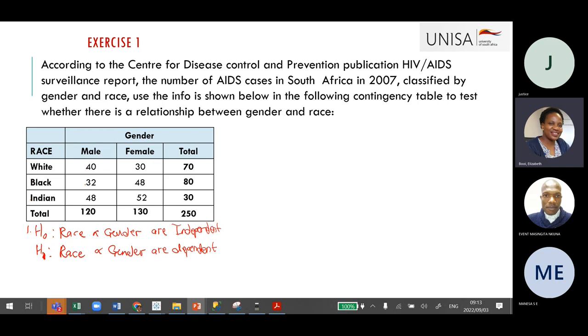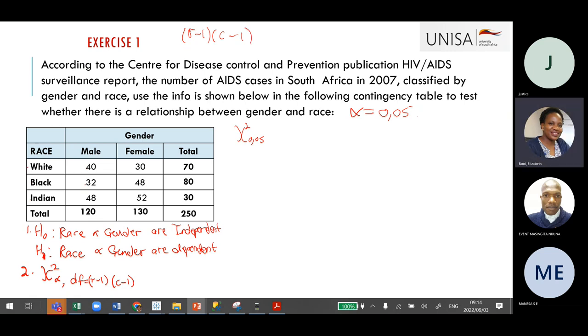Step number two, in terms of this, we need to calculate the expected value so that we can calculate the test statistic. But before we calculate the test statistic, let's assume that this test, we were given alpha of 0.05. So we know that we need to find the critical value of chi square alpha and the degrees of freedom, which will be the number of rows minus one times the number of columns minus one. So if we have alpha of 0.05, let's calculate it here, rows minus one times columns minus one.